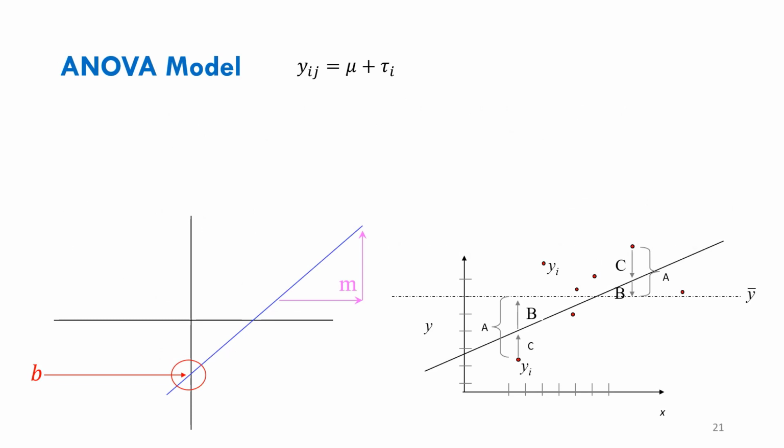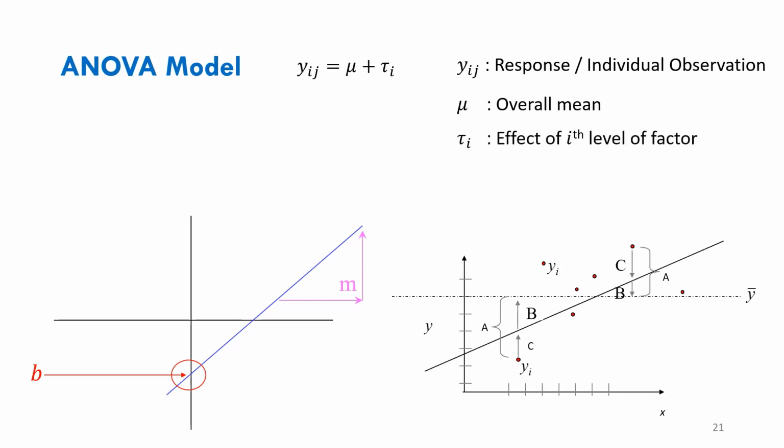One way ANOVA model can be expressed in mathematical form as Yij equals mu plus tau i. Here Yij is the individual observation or the variation in response. Mu is the overall mean and tau i is the effect of the ith level of factor. It is actually a fluctuating component, or to say a residual. If we subtract the overall mean from the individual observation, we can obtain different residuals at different levels.